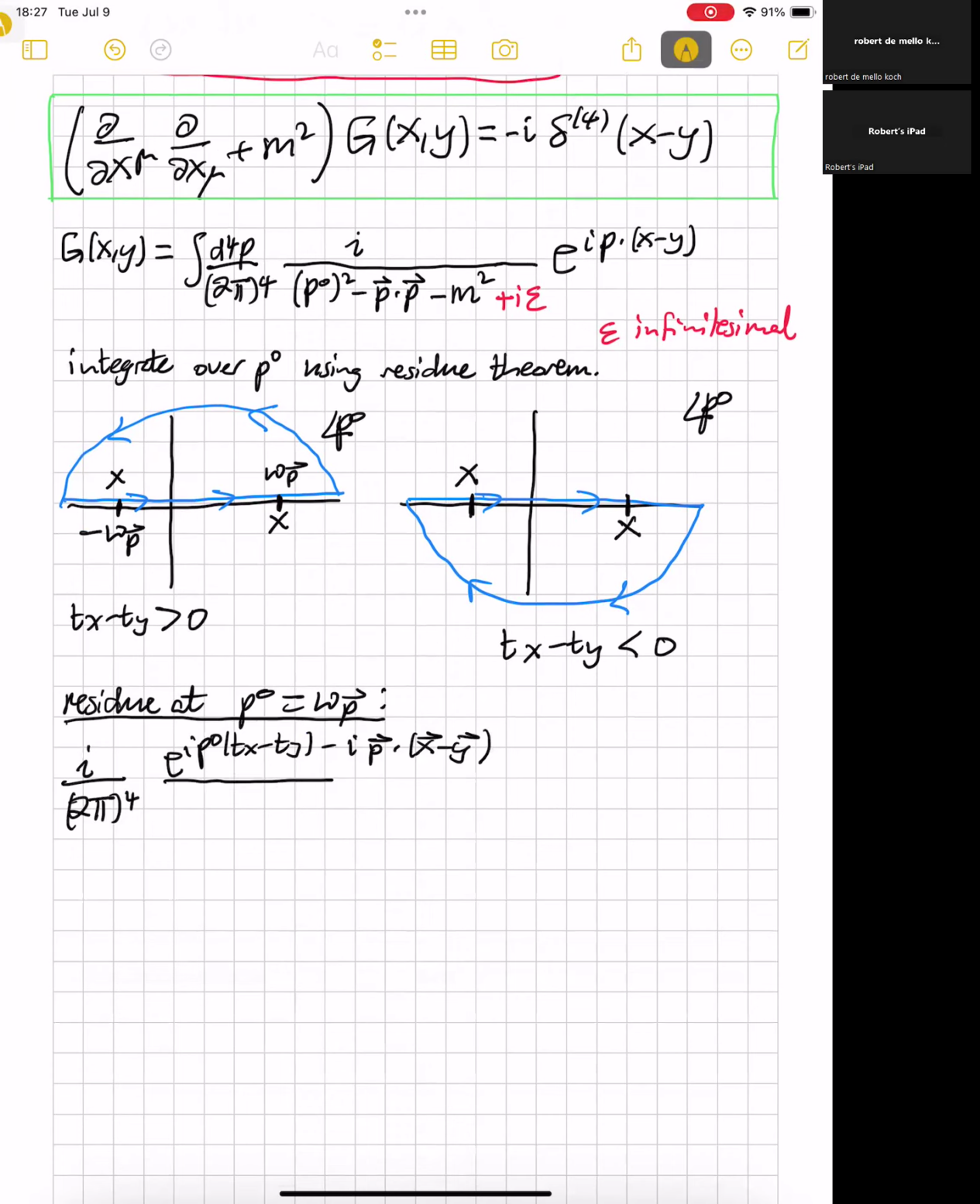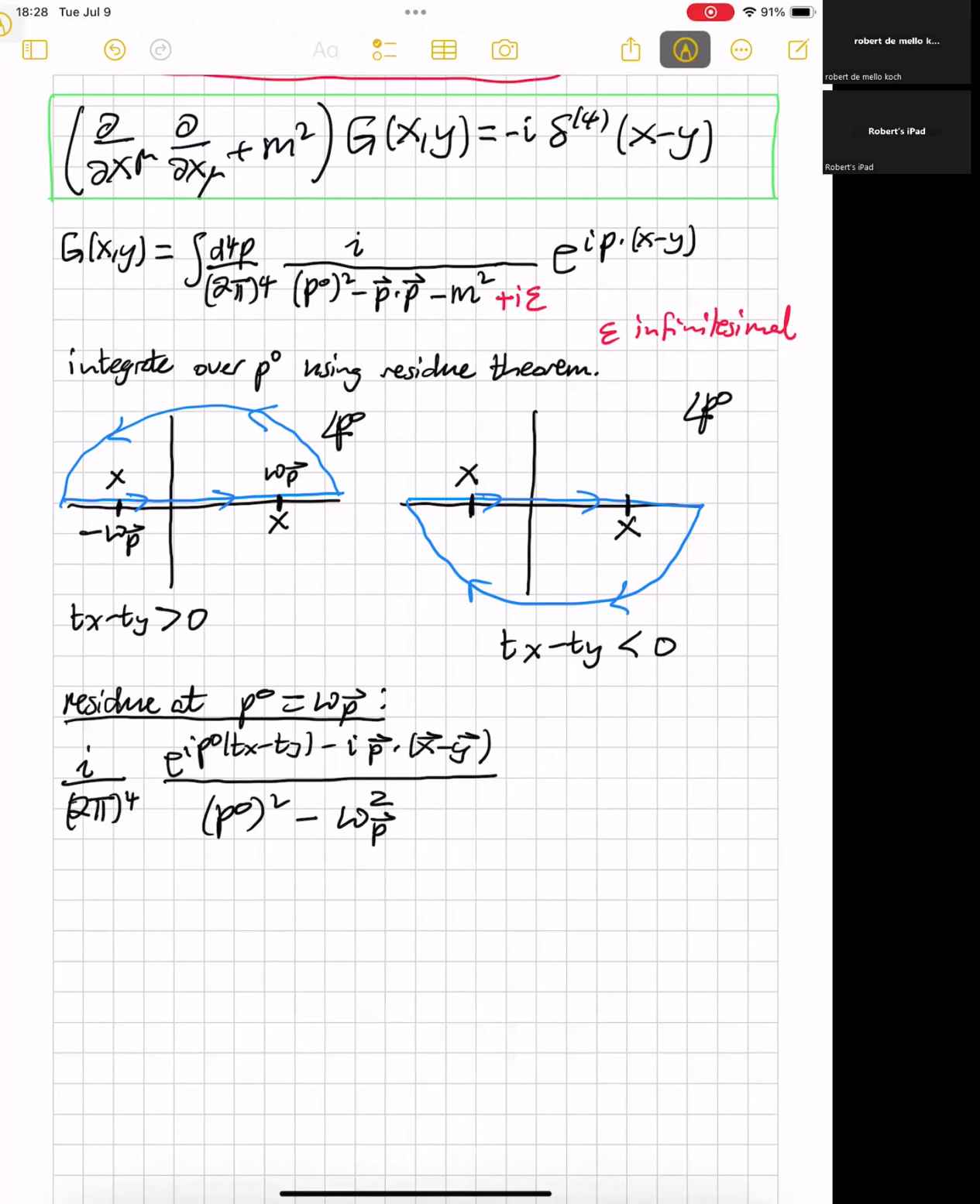And this is sitting over P naught squared minus, and I'm going to write this as omega P squared. And remember that omega P squared is P dot P plus M squared. Notice that I haven't included the i epsilon, and in fact, I can drop the i epsilon now. The only role of the i epsilon is to tell me which residues I should keep when I close the contour in the two possible ways. Okay, and I've summarized that in the diagram. So I've defined which residues I'm going to keep. We no longer need the i epsilon.